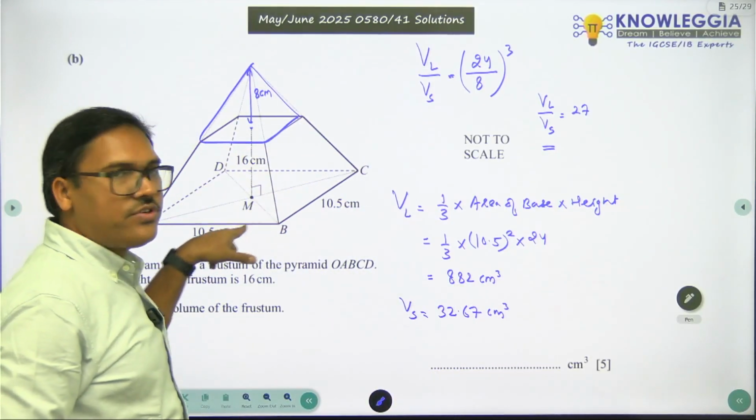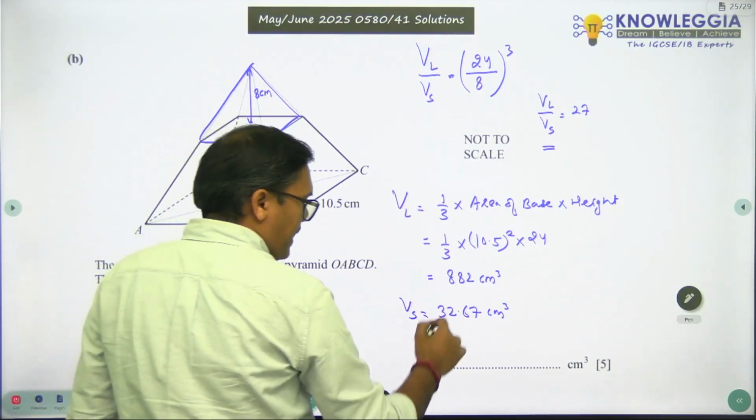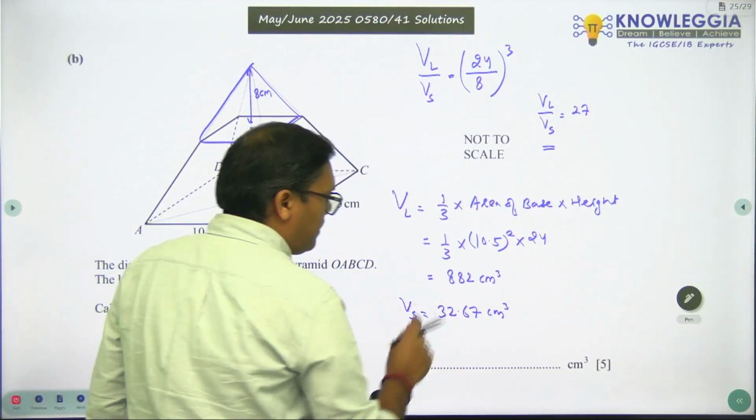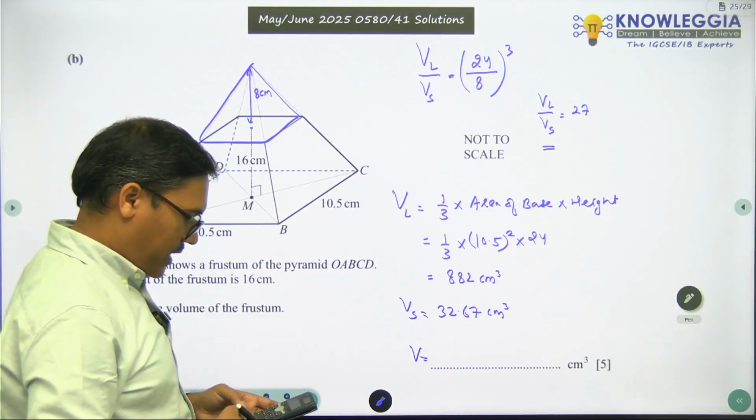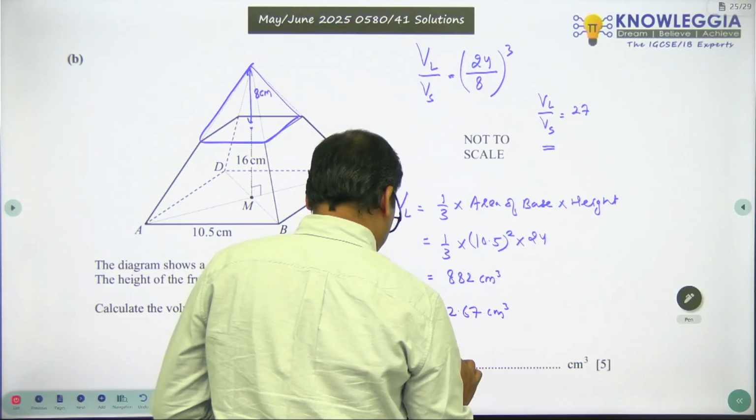So what is the volume of the frustum? I'll subtract this. So what is the final answer? This is 882 minus 32.67, that is 849.